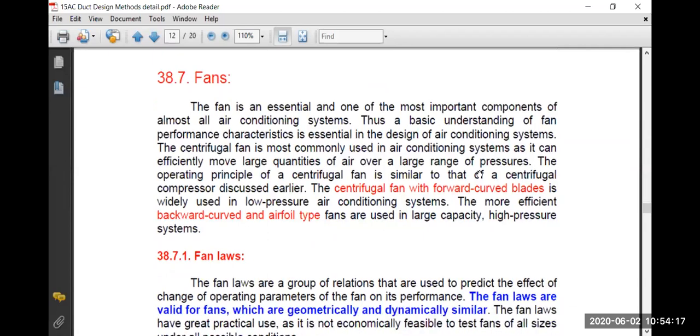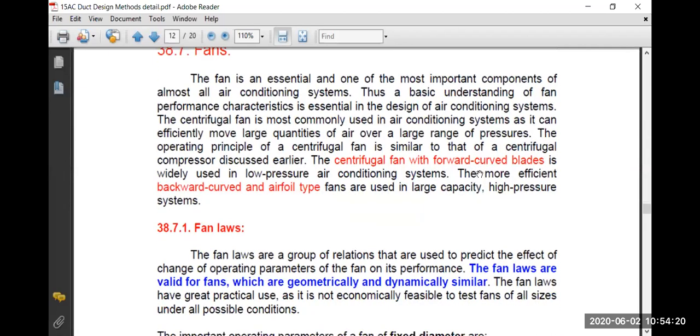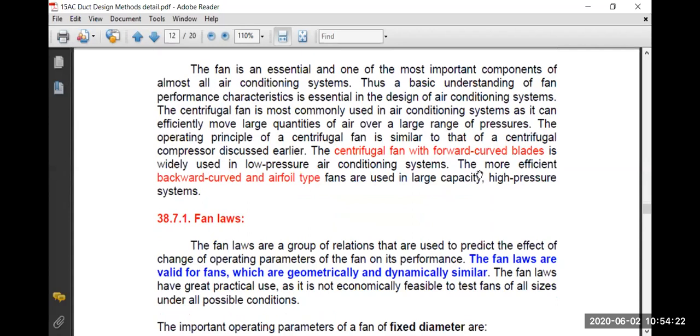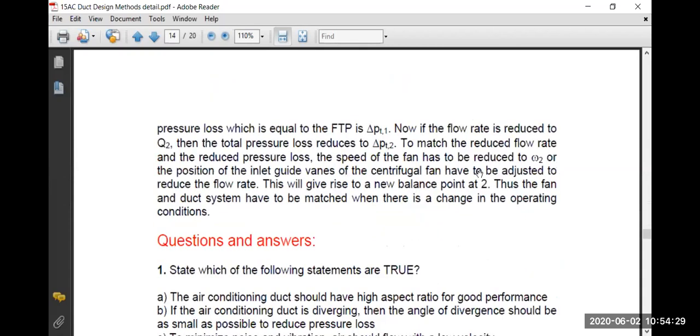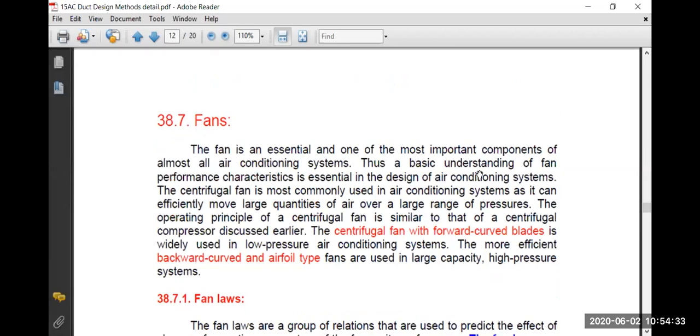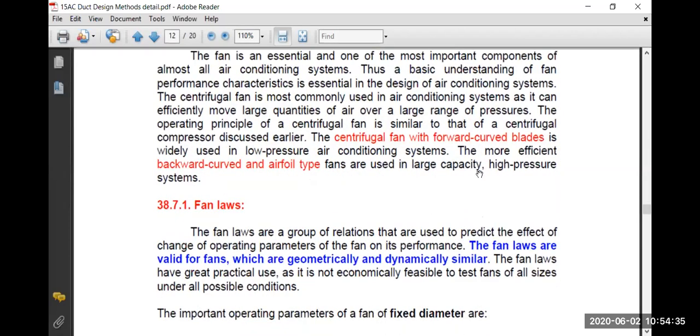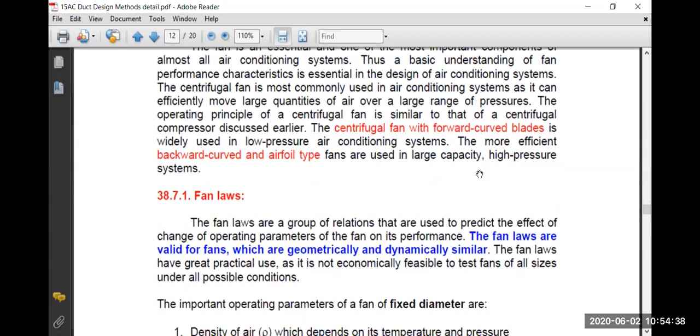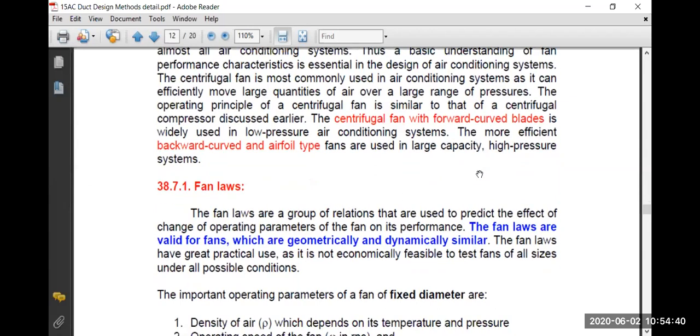Now, fans. The fan is an essential and one of the most important components of almost all air conditioning systems. Thus, a basic understanding of the fan performance characteristics is essential in design of air conditioning systems. The centrifugal fan is the most commonly used in air conditioning systems as it can efficiently move large quantities of air over a large range of pressures.